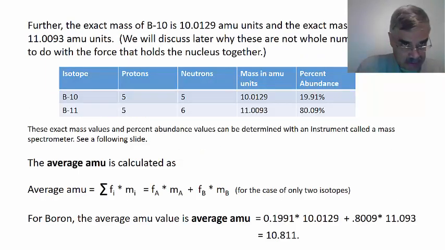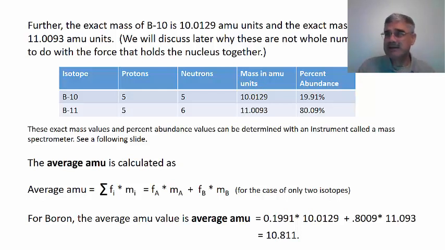Now further, the exact mass of boron-10 is not exactly 10. It's 10.0129 AMU units. And the exact mass of boron-11 is 11.0093 AMU units. As is, they're not exactly 10 and 11. Now, we'll discuss this later as to why the mass of particular isotopes is not a whole integer number.